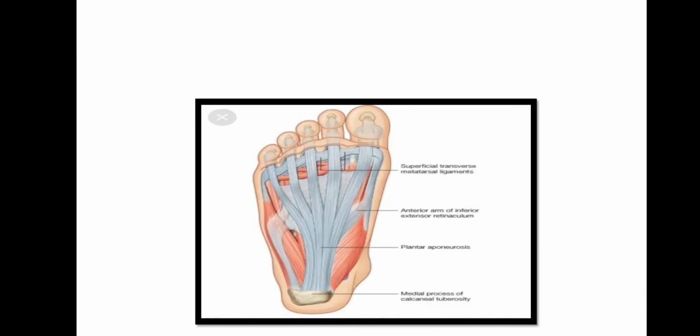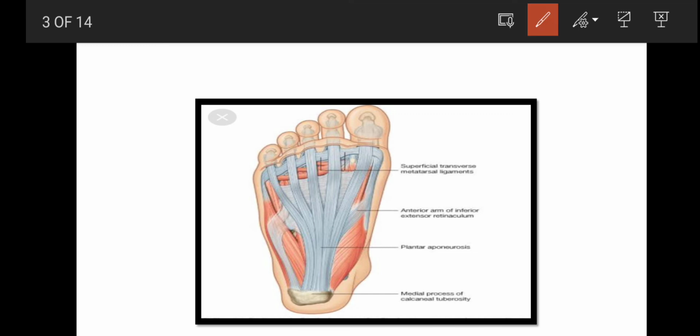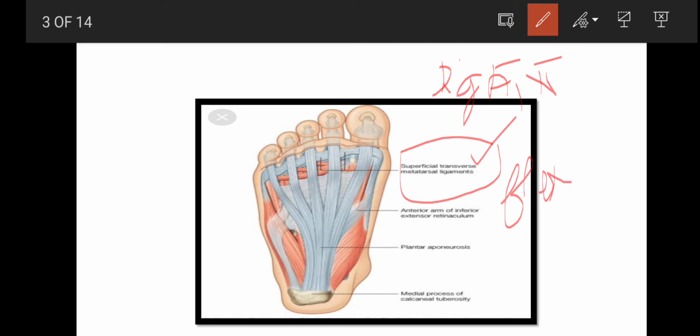Now apart from the plantar aponeurosis, you can also find transverse metatarsal ligaments. In between these 5 processes there are transverse metatarsal ligaments. Along with that there are digital arteries and nerves. Along with that you will also find the fibrous flexor sheath, which encloses the flexor tendons.